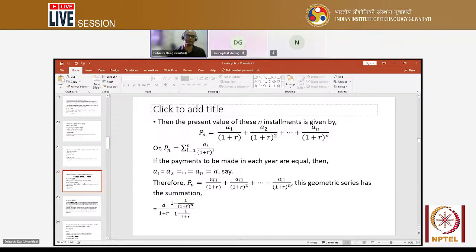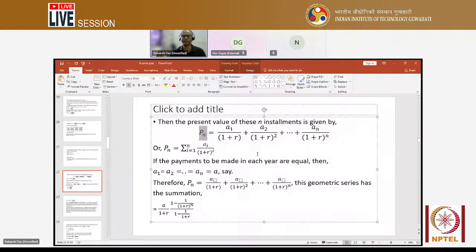So here PN, which is basically the present discounted value, on the left hand side, is equal to A1 divided by 1 plus R. So notice what is going on. Why are we dividing A1 by 1 plus R? Basically because A1 is something you are not earning today. It is something which you are earning in the next period, right? And so what is the value of that A1 from today's point of view? From today's point of view, the value of that A1 is A1 divided by 1 plus R.